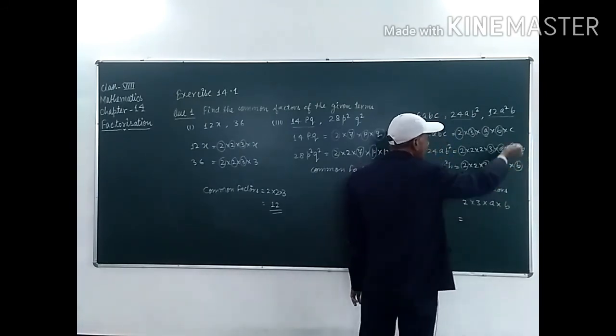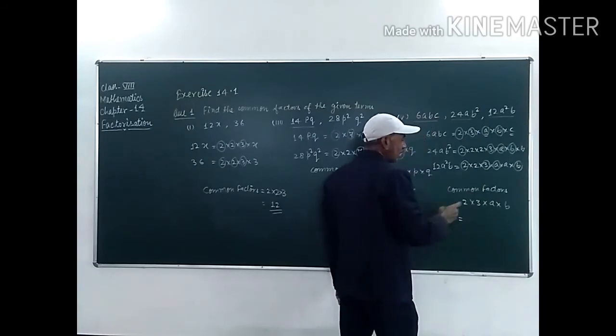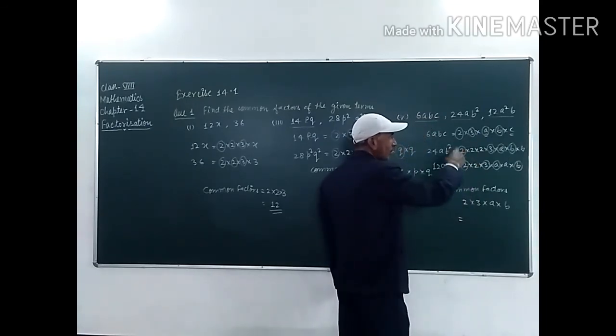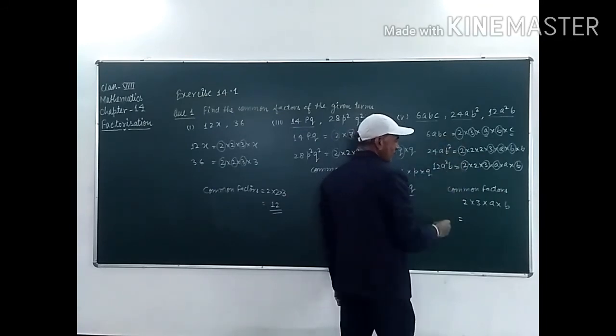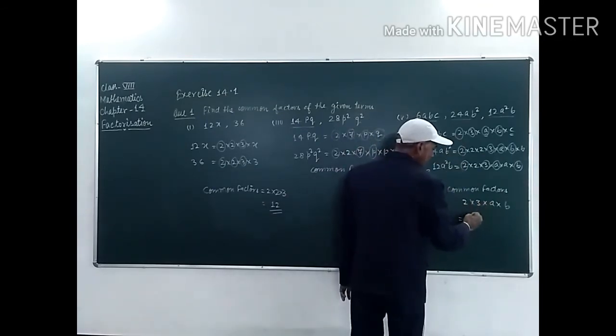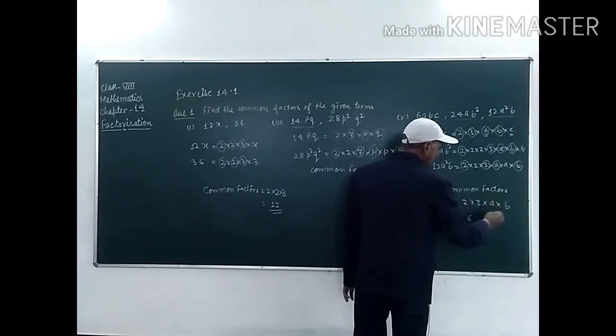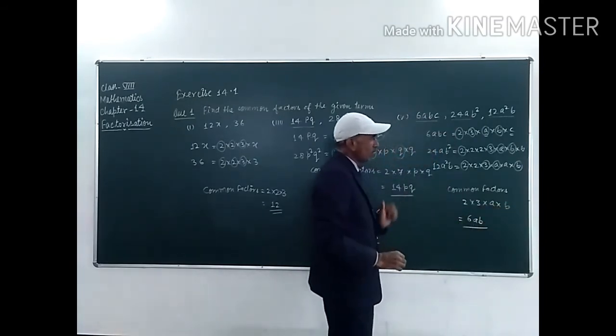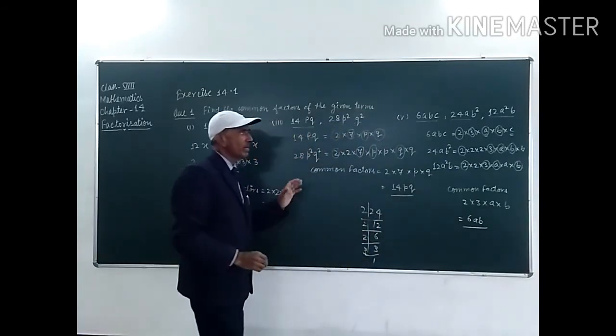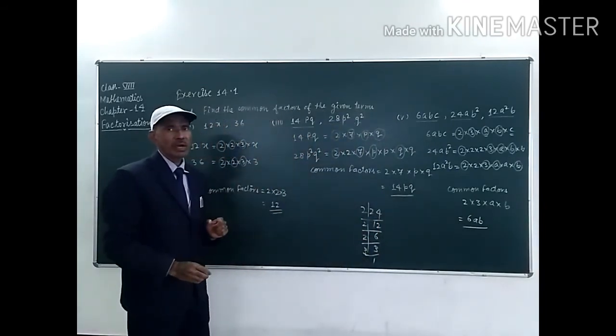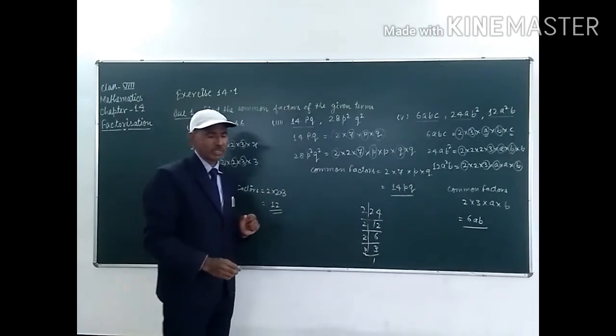Now, students, c is not in any other expression, so we have to leave that. Clear? We have to choose only the common factors, which are common in these three expressions. So 2 threes are 6, a into b, that is ab. The answer will be 6ab. And the remaining part of this question you have to do yourself, students.